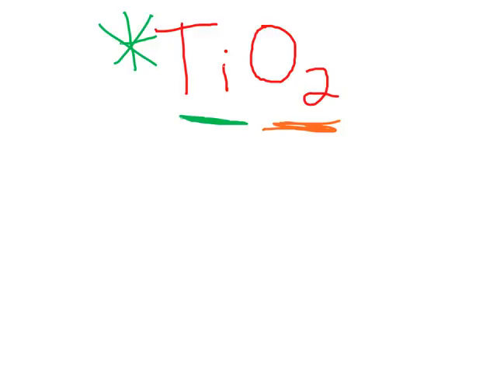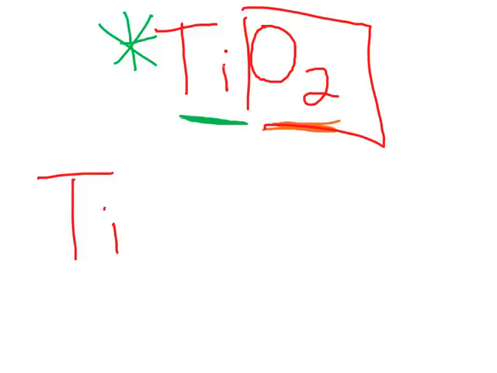Okay, so the first thing I'm going to do is rewrite Ti here. I'm not going to put any charge, because I don't know what it is. Now, the next thing I'm going to do is take my nonmetal. Now, oxygen, if you look on your periodic tables, is in group 16. It always takes a -2 charge. Okay, so oxygen always takes a -2 charge.